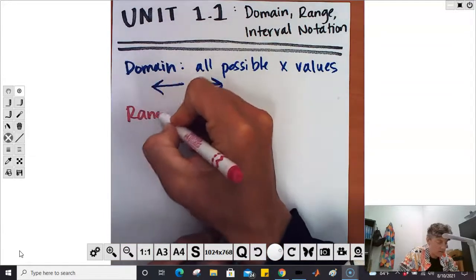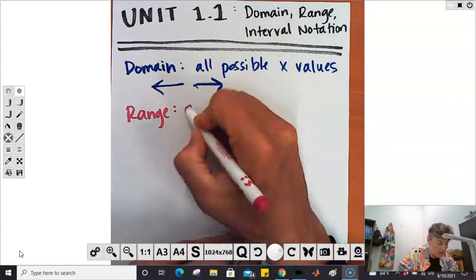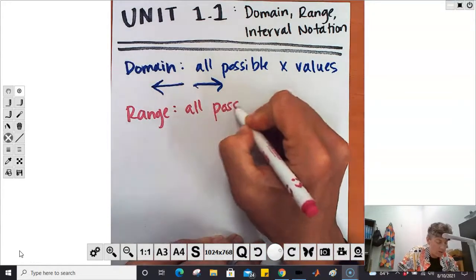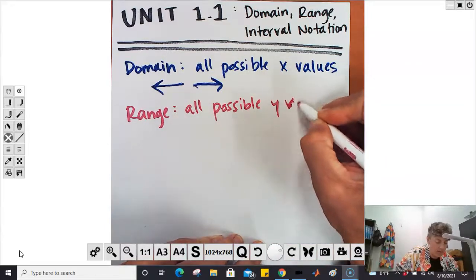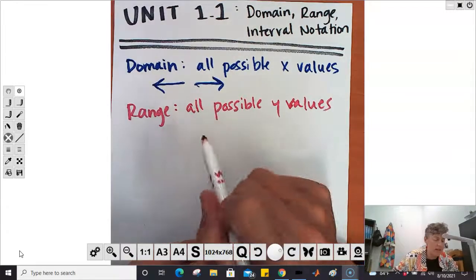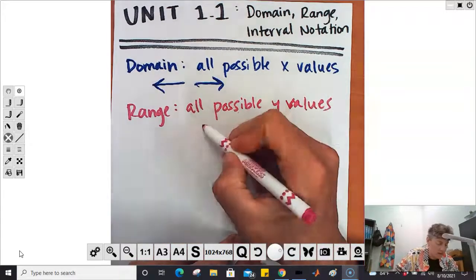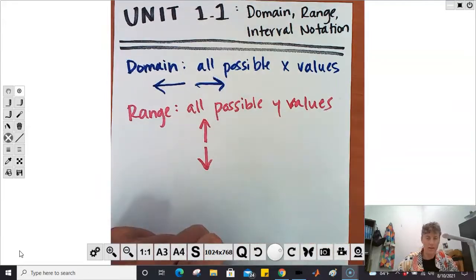Range, you might have guessed, is going to be all possible y values. All possible y values with a V. There you go. Domain was going left and right. Range is going to be going up and down. Simple as that.